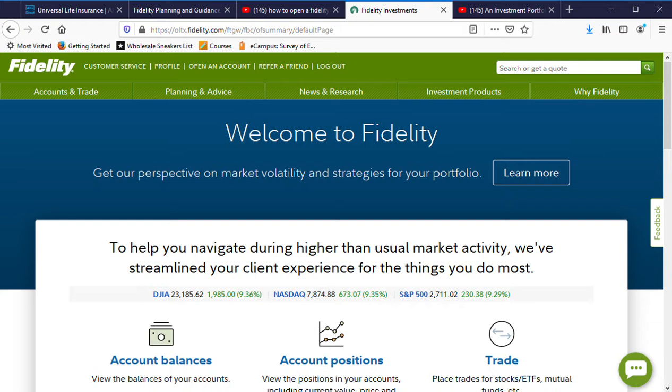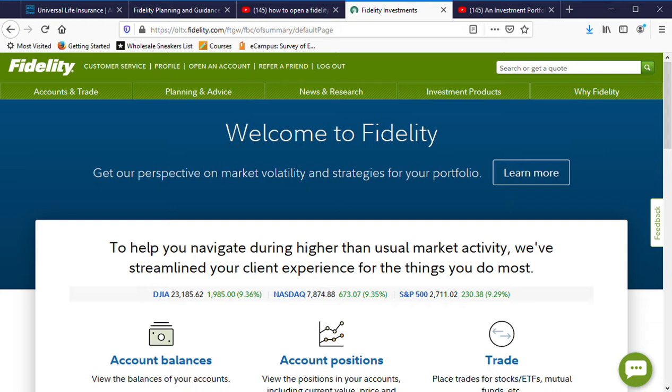So, I wanted to give you guys a brief introduction on how to invest, what to look for, and how you find your investments. Where do you go to look for your stocks and things like that? Today I am going to use Fidelity, because that is the company that I chose to invest in.